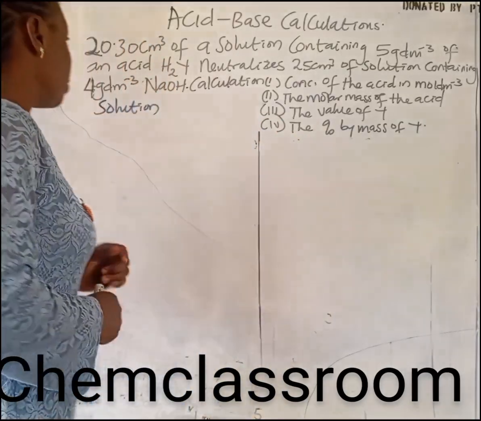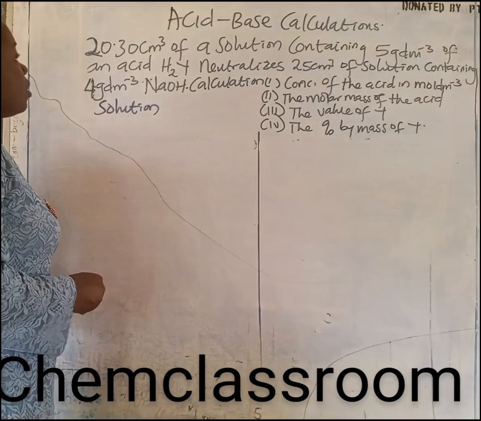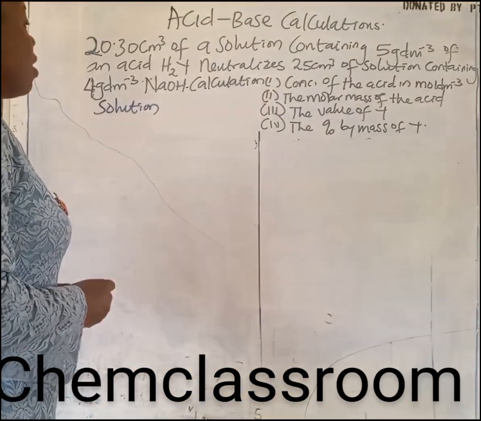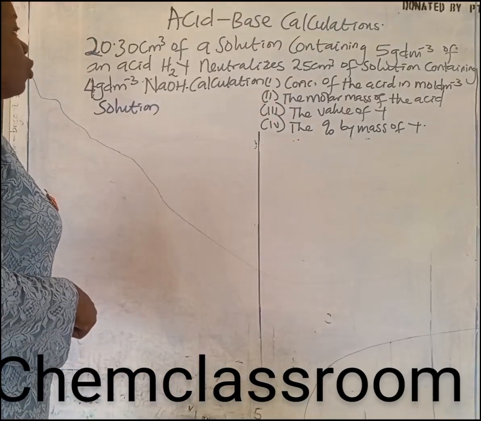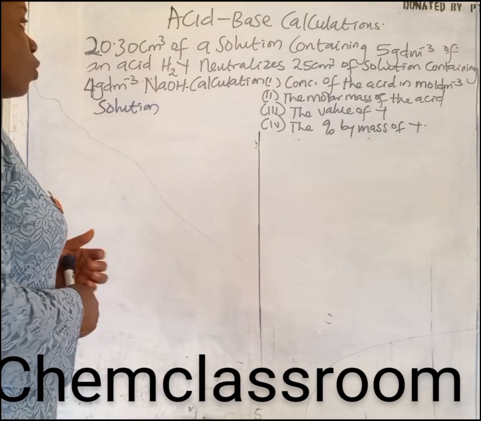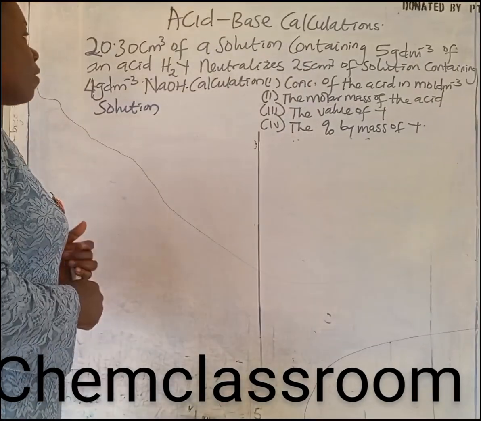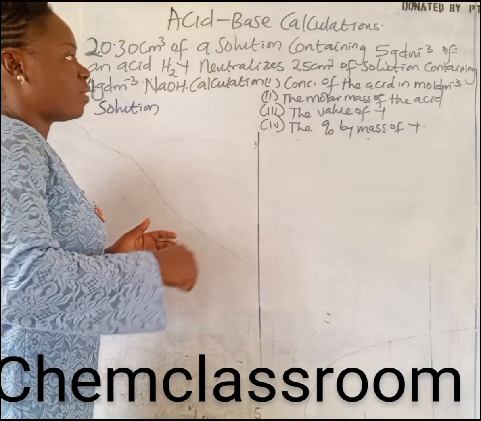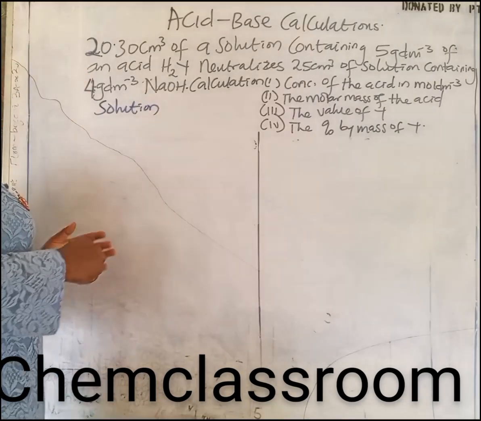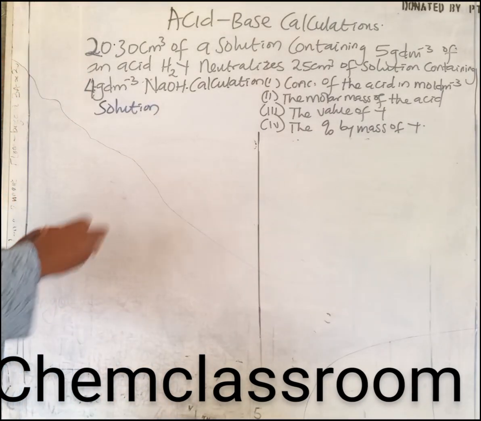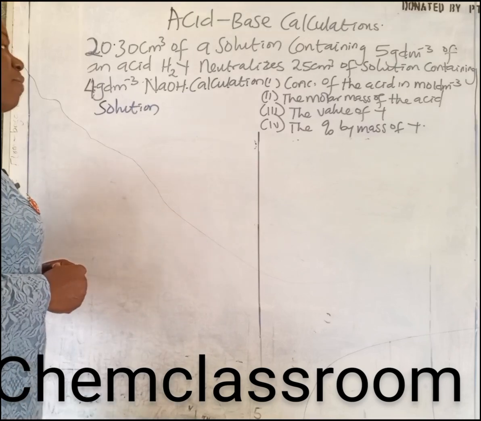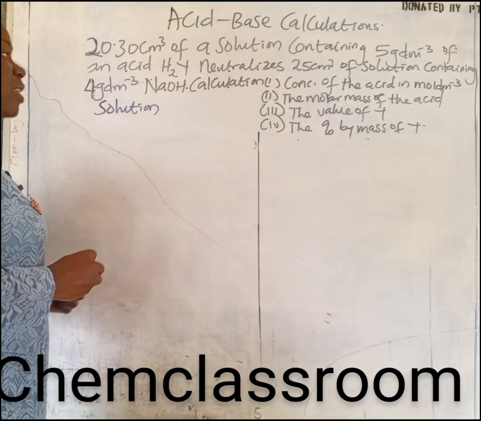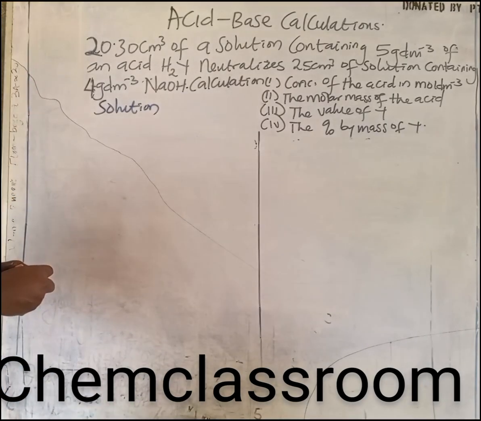Okay, let's see what we have on the board. 20.30 cm cube of a solution containing 5 grams of an acid H2Y neutralizes 25 cm cube of solution containing 4 grams per dm cube NaOH. Calculate the concentration of the acid in mole per dm cube. Calculate the molar mass of the acid. Calculate the value of Y, then the percentage by mass of Y.